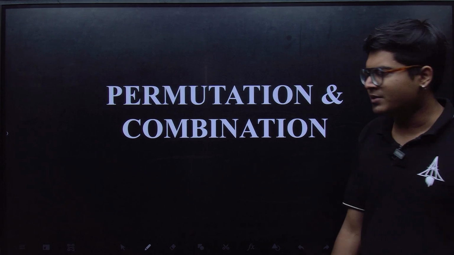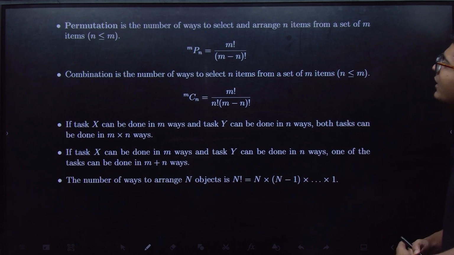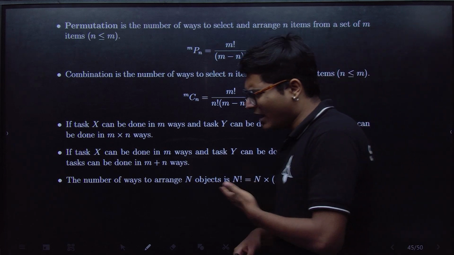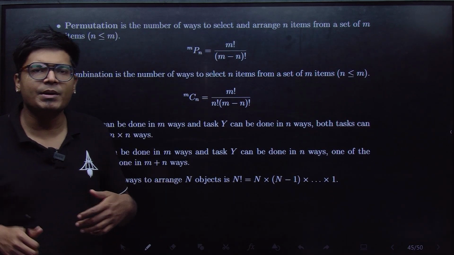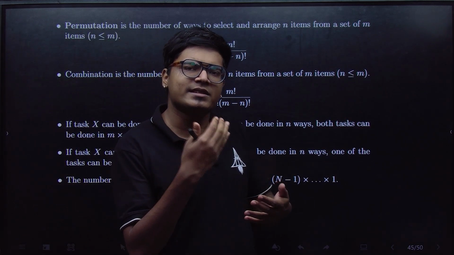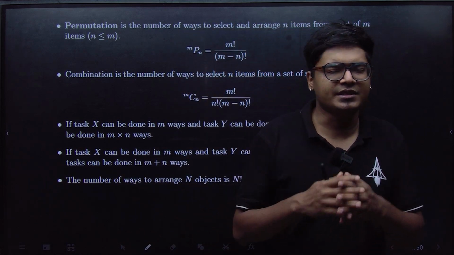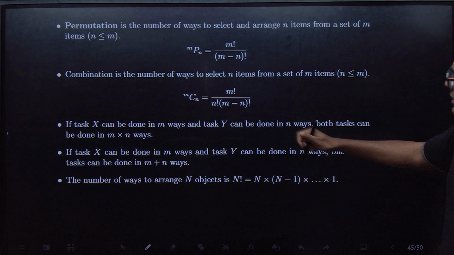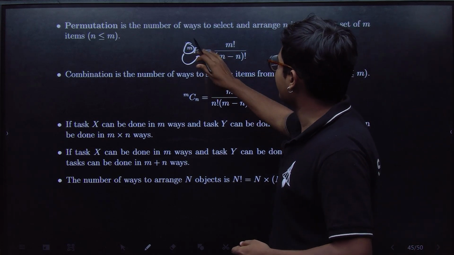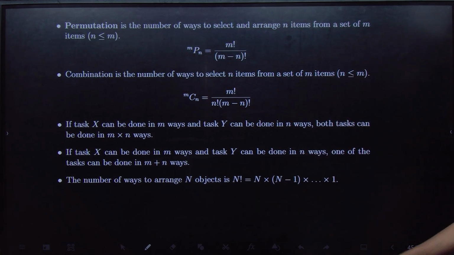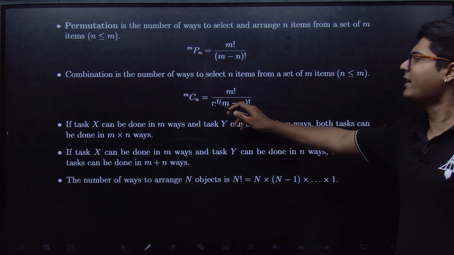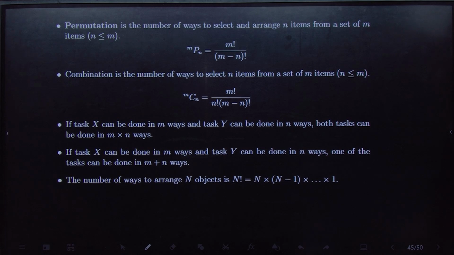Next chapter, permutation combination. Permutation is the number of ways of selecting and arranging r objects out of n objects. So remember, whenever we talk about permutation, it's always selection plus arrangement. Combination is just selection. So mPn: suppose out of m objects, you are choosing n objects, then the number of ways in which you can do that is given by m factorial by (m minus n) factorial. Combination is the number of ways of just selecting n objects, so that's given by m factorial by n factorial times (m minus n) factorial.